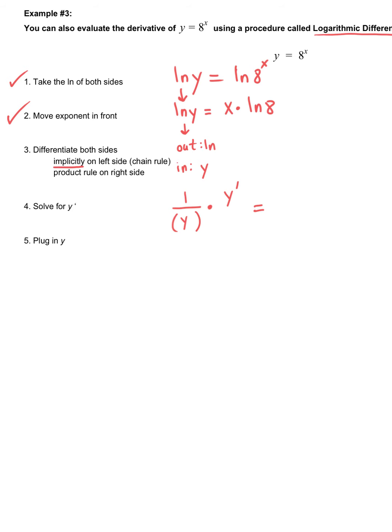The right-hand side, we have to use the product rule here because we are multiplying two separate functions together, x and ln 8. So let's review the product rule first. The product rule is 1d2 plus 2d1, remember our song. So it is the first function as is times the derivative of the second, plus in the middle, the second function as is times the derivative of the first. So let's tackle that one.